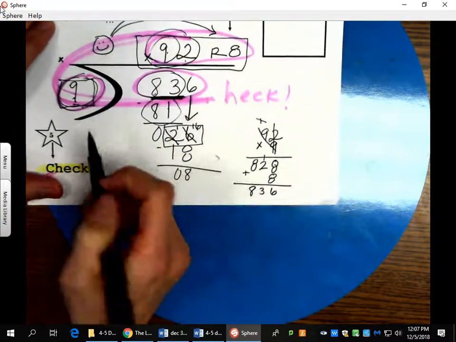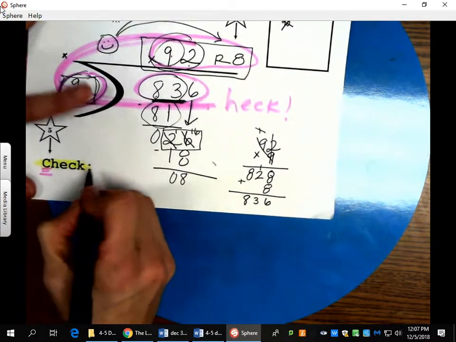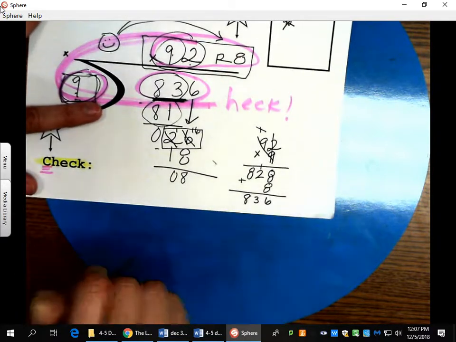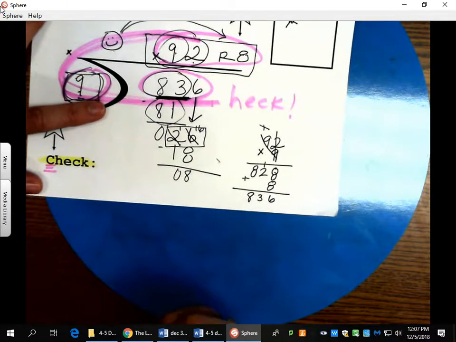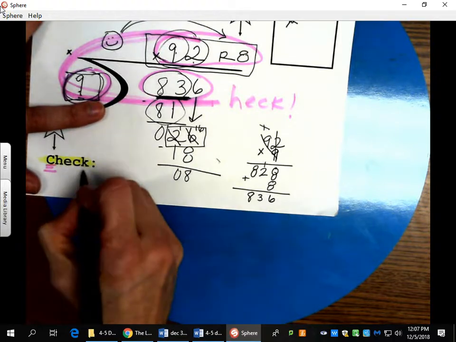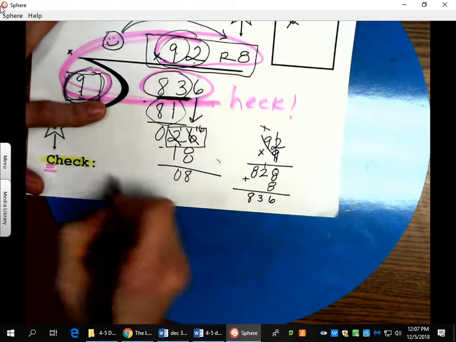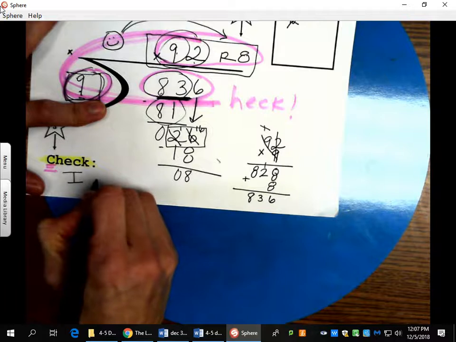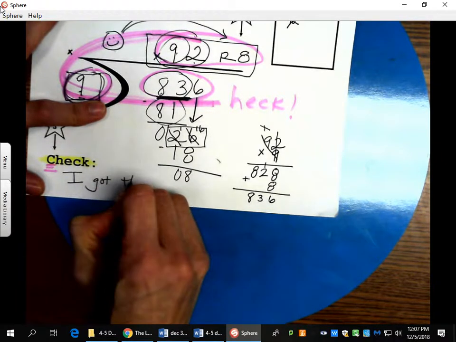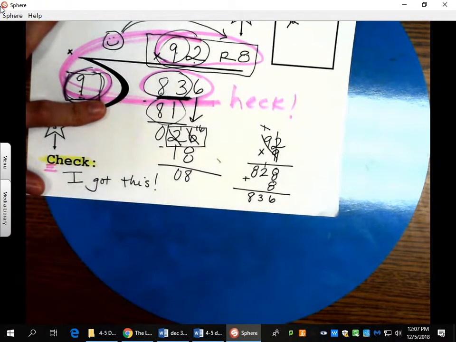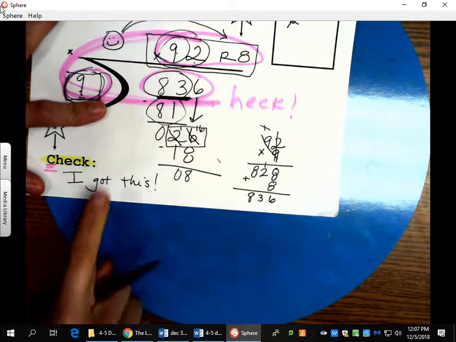Guys, 92 remainder 8 times 9, did it equal 836? It did. This check your work step is so important because I don't hand it in to the teacher saying, I think I'm right. Am I right? Did I get it right? No. I hand it in saying, yeah, I got this. I know I got it right. You don't have to check me because I checked myself and I know I'm right. Okay? It gives you the confidence.